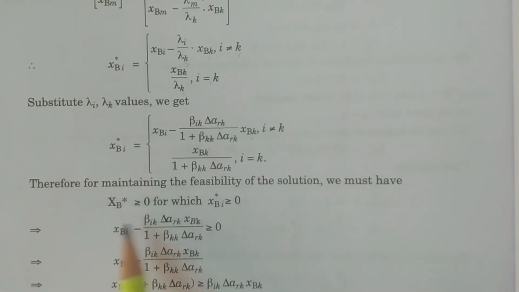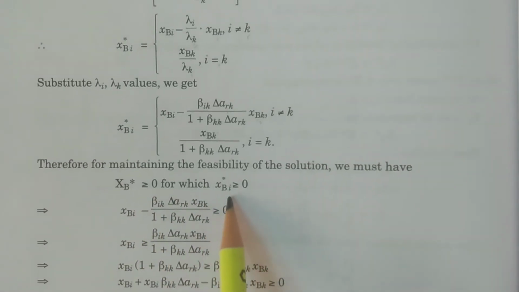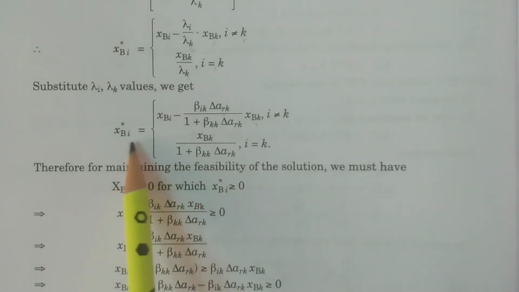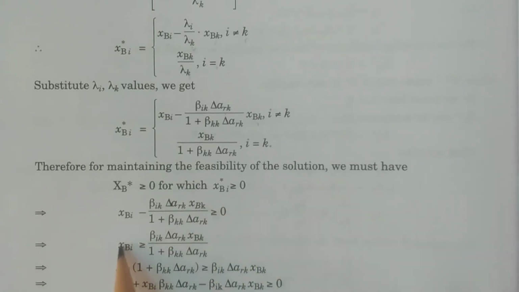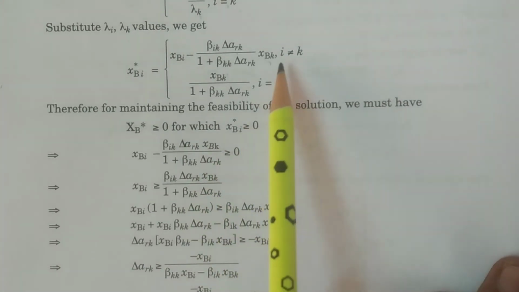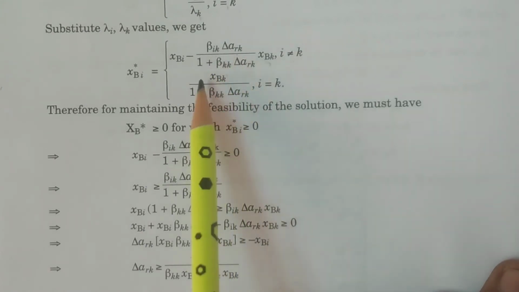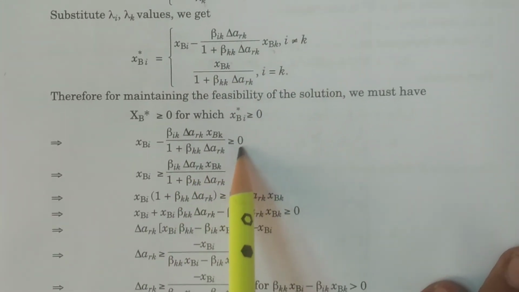So now, for maintaining the feasibility, xbi star must be greater than or equal to 0. That is what I'm explaining again and again. We have to prove that xbi star is greater than or equal to 0 for all the values of i. We have calculated xbi star: it is xbi minus beta ik delta rk xbk divided by 1 plus beta kk delta rk, and it is greater than or equal to 0.